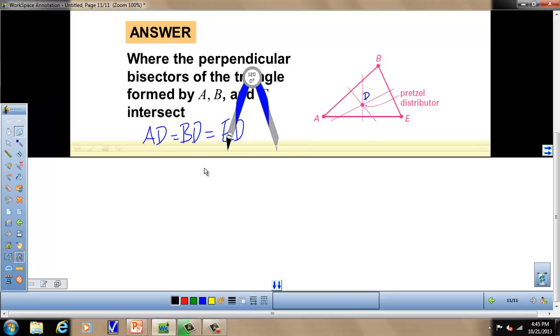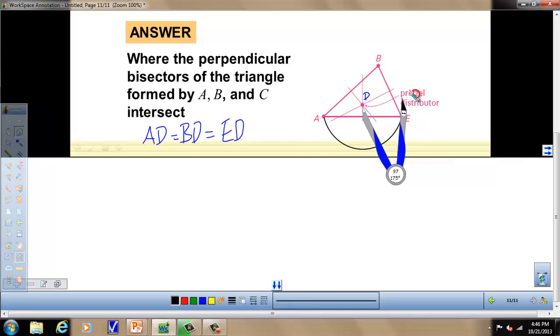And again, if I put one center there and put that there, I can draw a circle that connects all three.